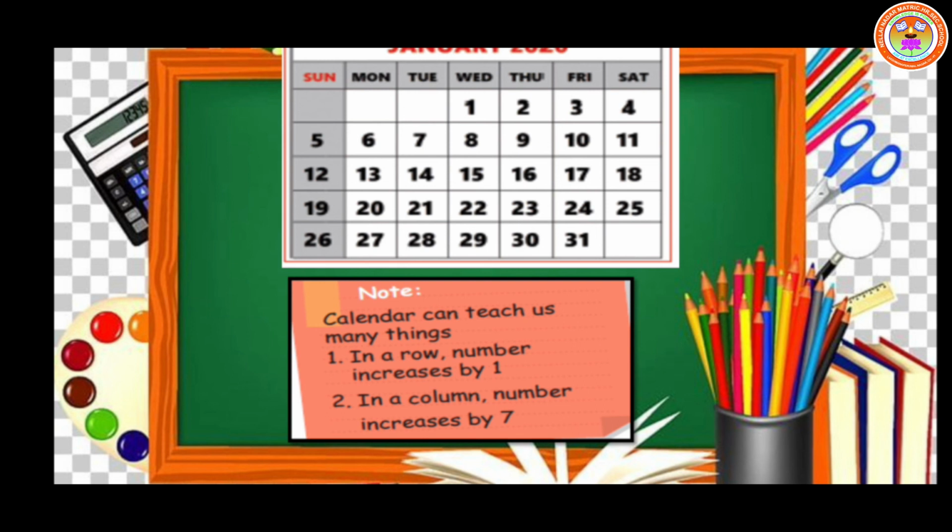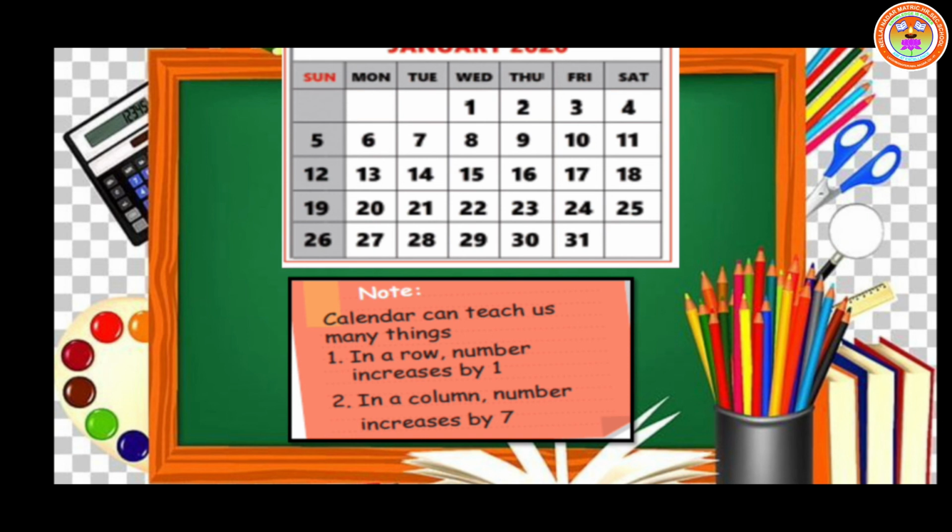The first number is 1. I mean, the second number is 8. The difference between 1 and 8 is 7. Like that, 8 and 15, the difference is 7. 15 and 22, the difference is 7. The difference between 22 and 29 is 7. Like that, see the row-wise.